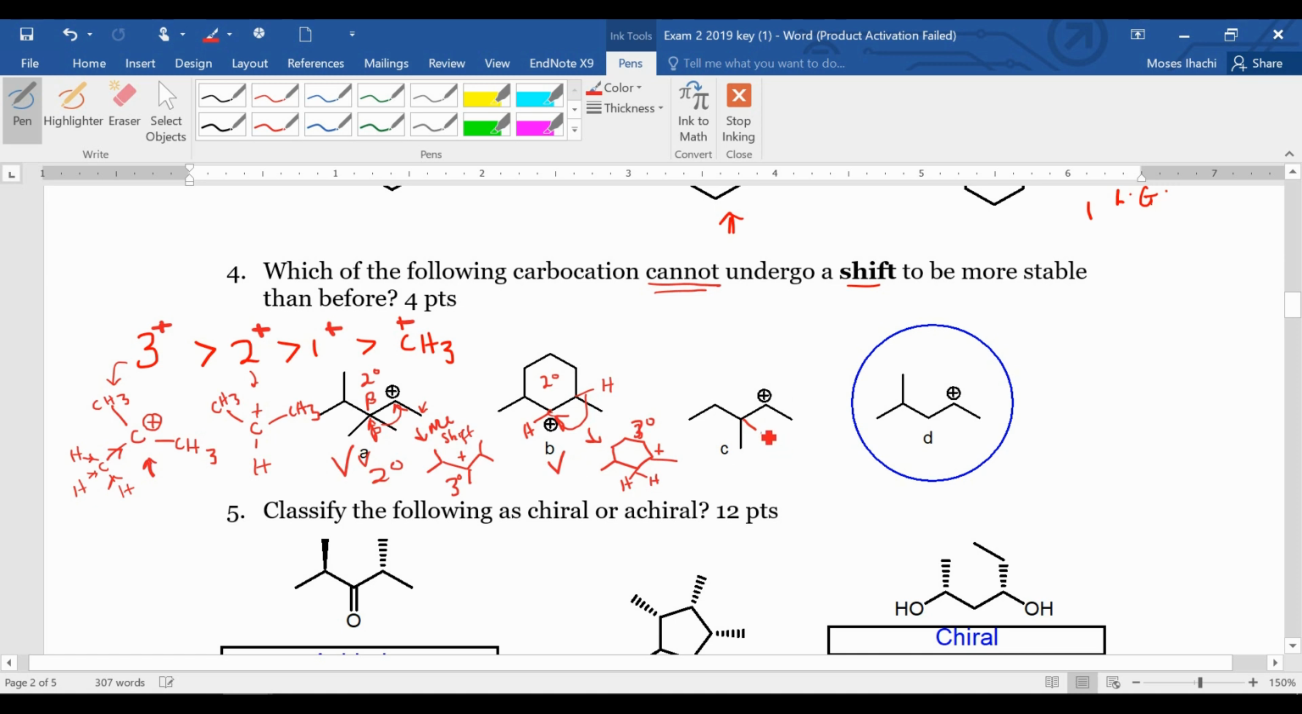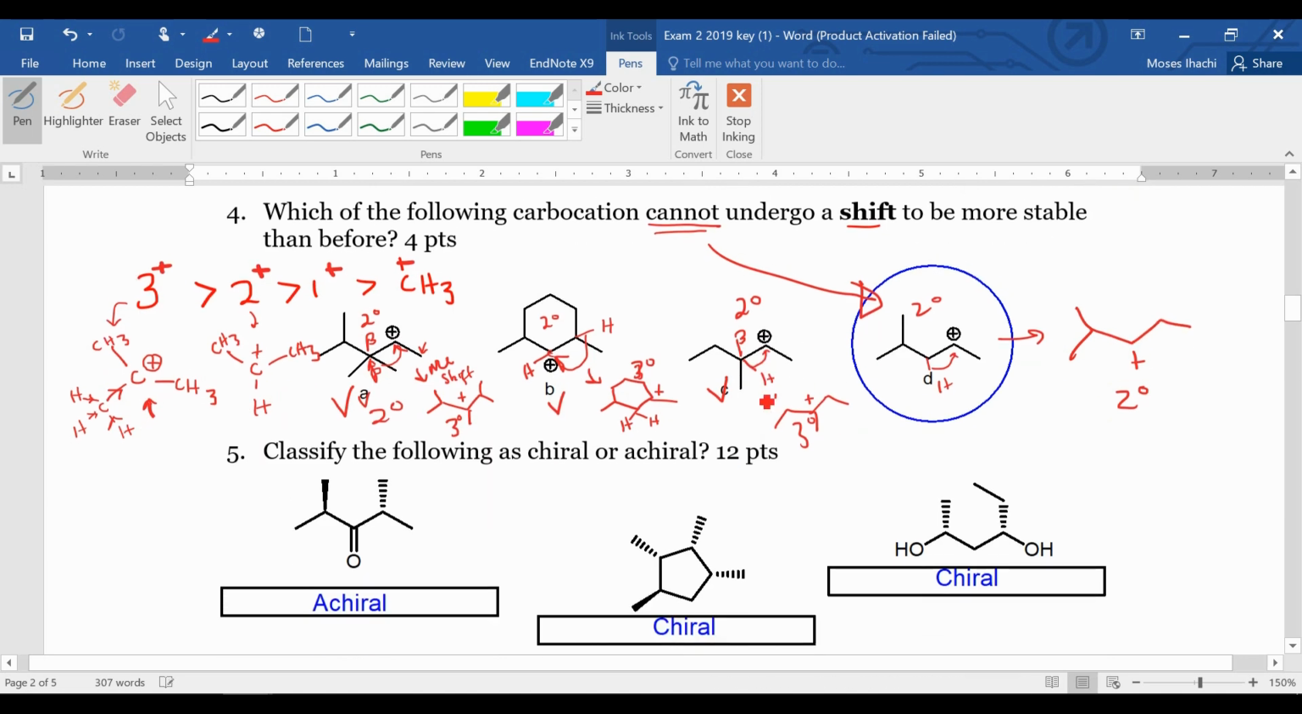Same thing here, you can do a hydrogen shift from the more substituted neighboring beta carbon. In doing that, you're going to end up with a tertiary. You started with a secondary, so this should do it. This one will not, because if you try to do the shift, which only happens once, you don't do too many shifts, you still end up with a secondary. So that's why this one cannot undergo a shift to be more stable than it was.